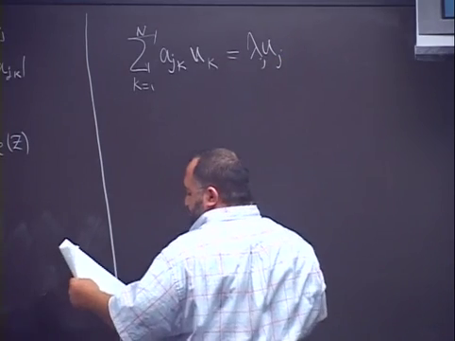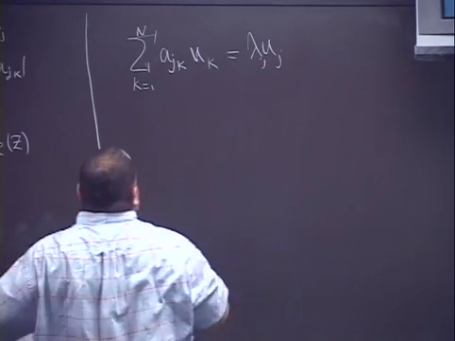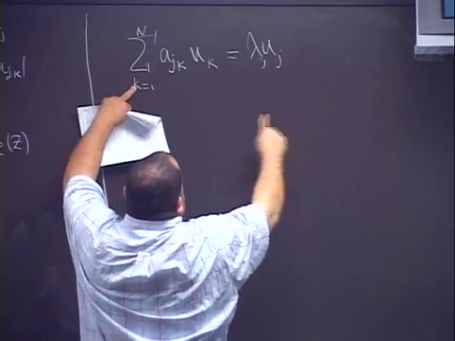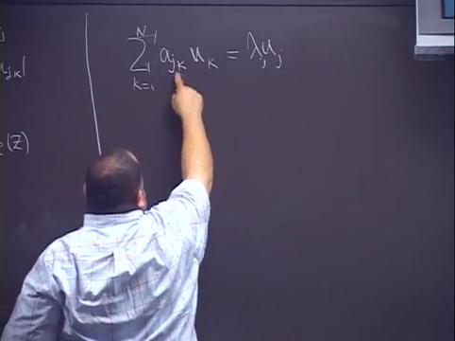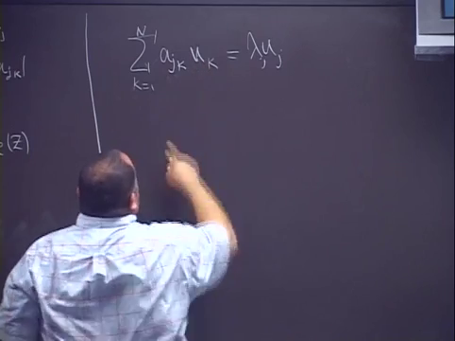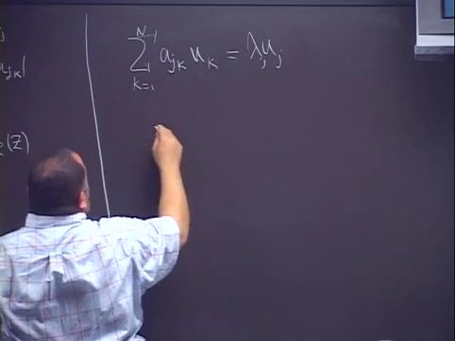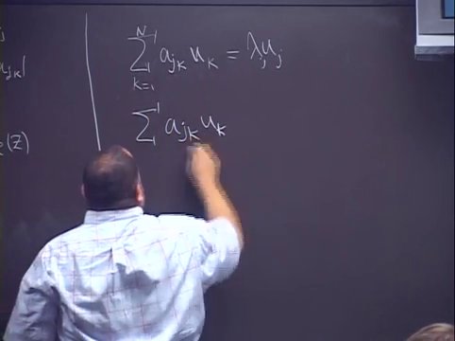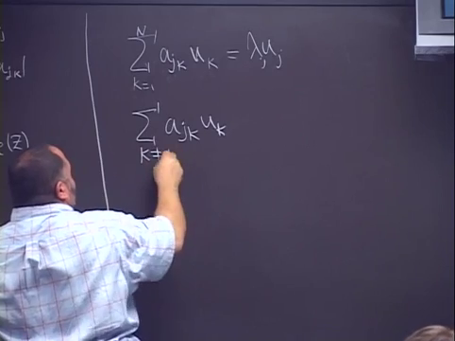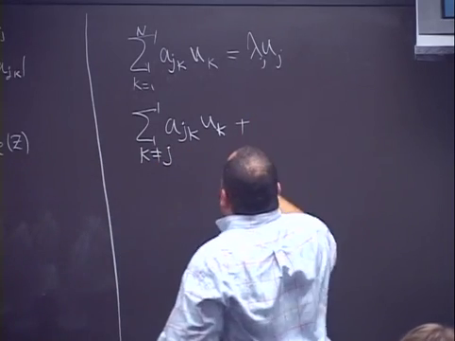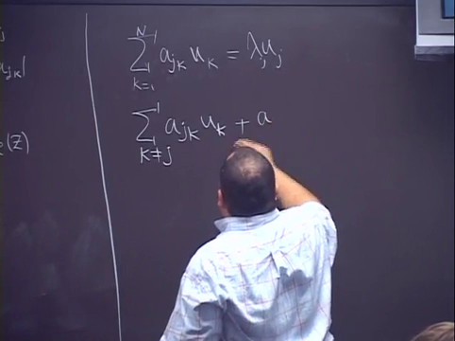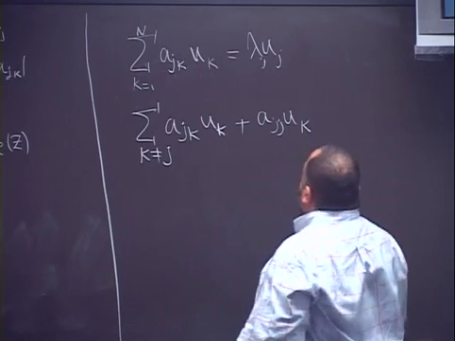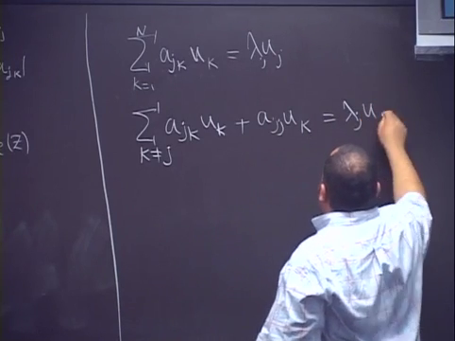So now I can decompose this. This is the summation of all the A jk multiplied by uk. So I can write it as the summation of A jk uk when k does not equal j, plus the A jj uj, equal to lambda j uj.